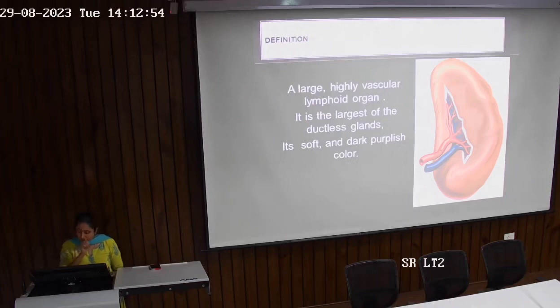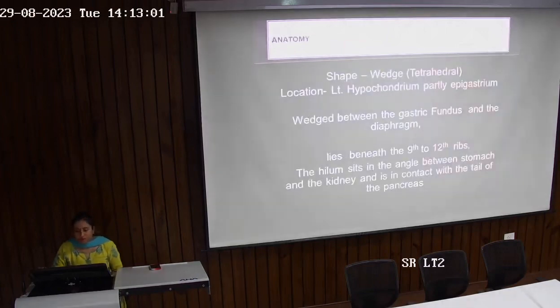It is the largest of the ductless glands and is soft and dark purplish in color. It's wedge shaped and located in the left hypochondrium, partly in the epigastrium. It forms a wedge between the gastric fundus and the diaphragm and lies beneath the 9th to 12th ribs. The hilum sits in the angle between the stomach and the kidney and is in contact with the tail of the pancreas.